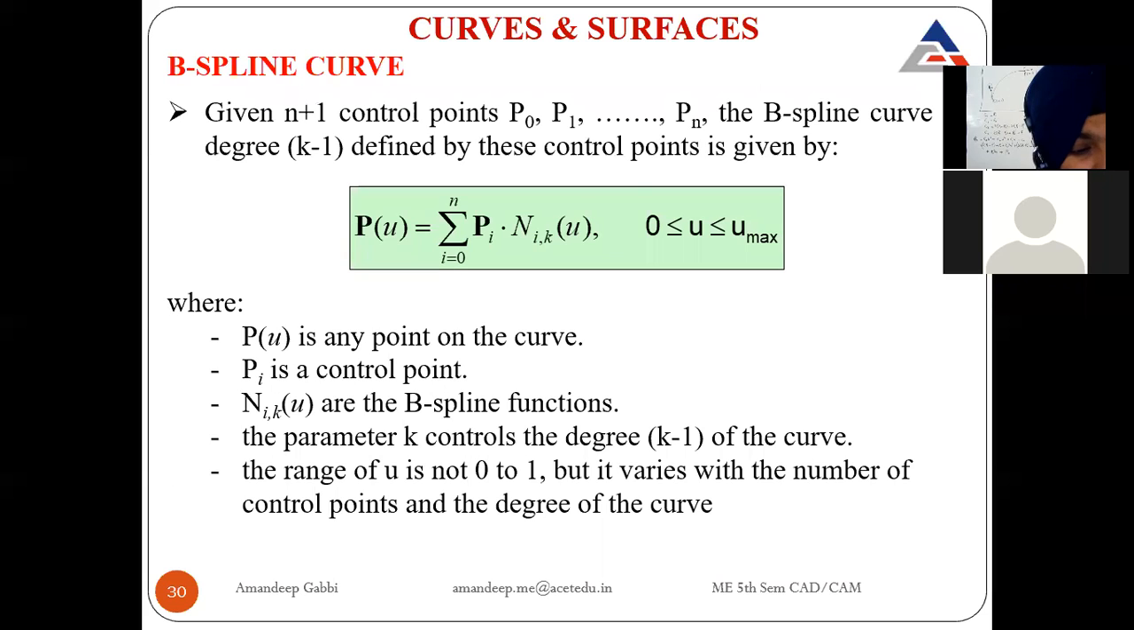And N i,k(u) are the B-spline functions. The parameter k controls the degree of the curve. The range of u is not 0 to 1, but it varies with the number of control points and the degree of the curve. So the value of u is not from 0 to 1. It depends on the number of control points and the degree of the curve.